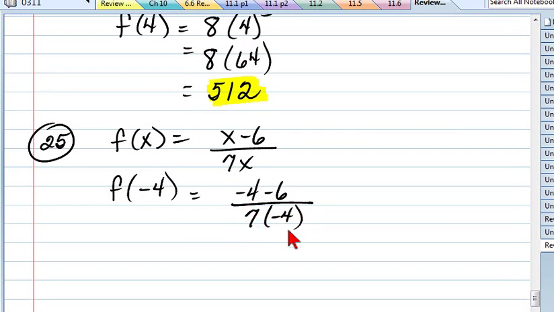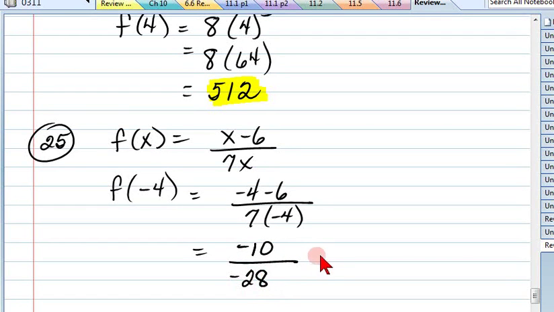By the way, what would be the only number that would cause me trouble if I plugged it in? What could I not plug in here? 0, because 7 times 0 would be 0, and I'd be in trouble. All right, that gives me a numerator of negative 10, and a denominator of negative 28.